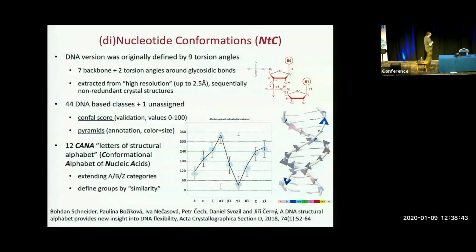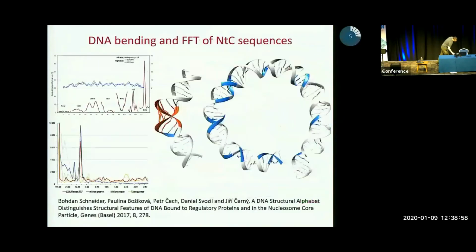44 was at the time a bit too many, so we also designed something we call CANA, like the conformational alphabet, which grouped similar groups of conformations together. We used it, I would say, successfully to describe the behavior.